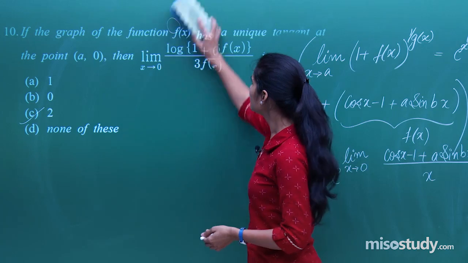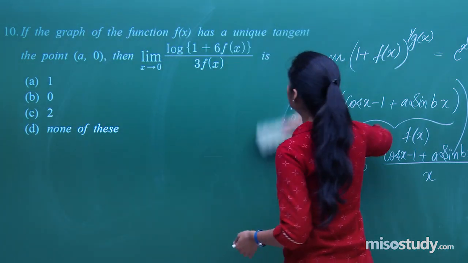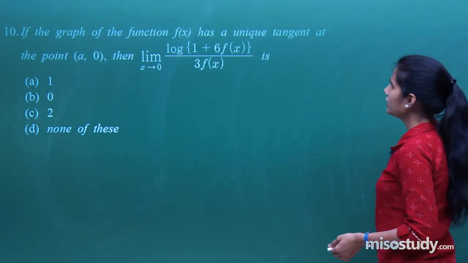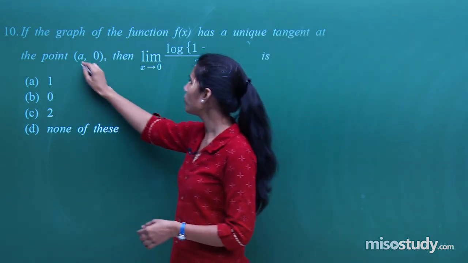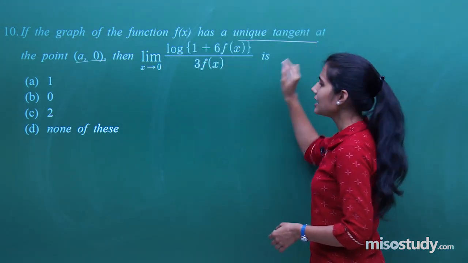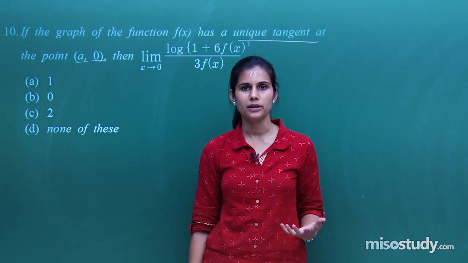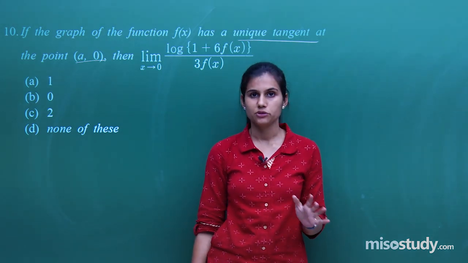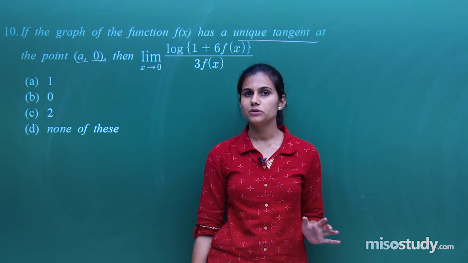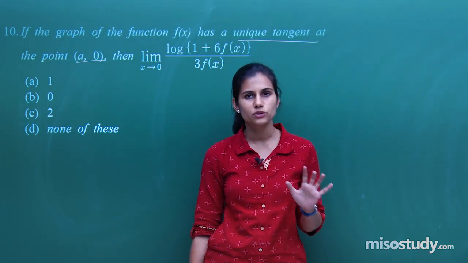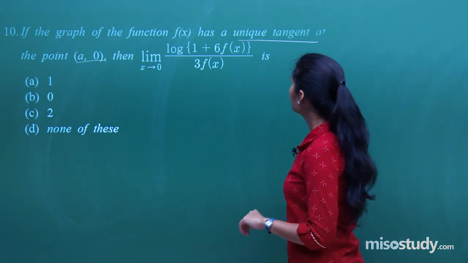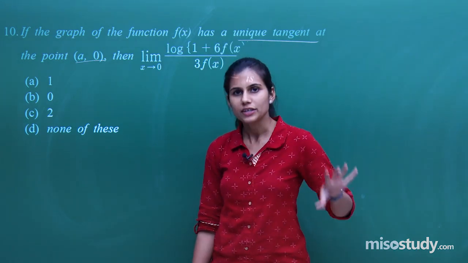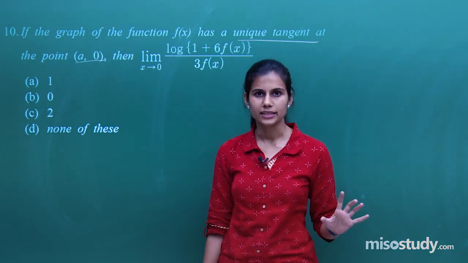Next question, this is pretty interesting. It says if the graph of the function f(x) has a unique tangent at the point (a, 0). The fact that the function has a unique tangent means that the function is differentiable at this particular point. The moment I say the function is differentiable, it's obviously continuous at the point, and the fact that it is continuous reminds me to use all the concepts which continuity brings with itself. So the function is differentiable and continuous at this point, that's fine.